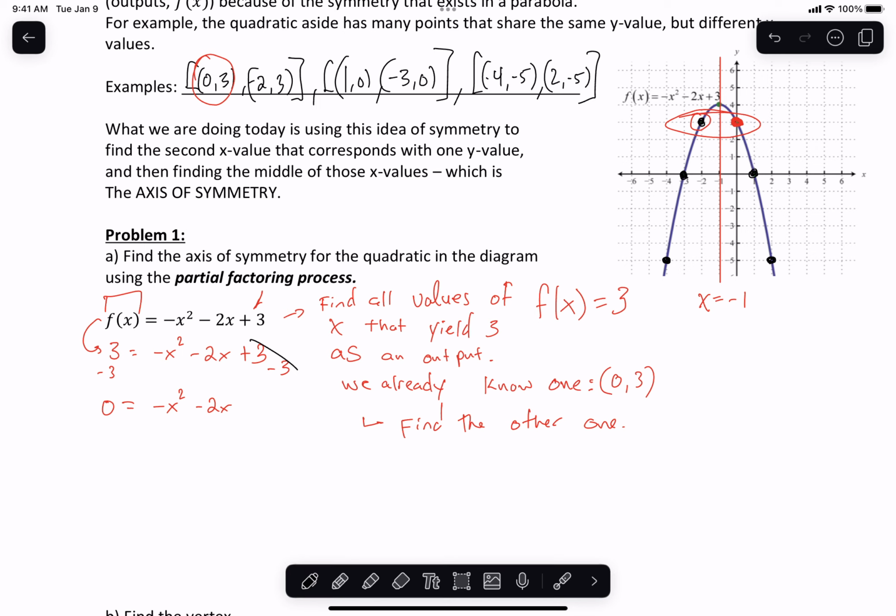Is everyone okay? I think the use of the picture's a bit better today. Okay, so I'm looking for the 2 values of x. We know 1, so now I'm going to factor this, partial factor. Okay, that means negative x is equal to 0 and x plus 2 equals 0.